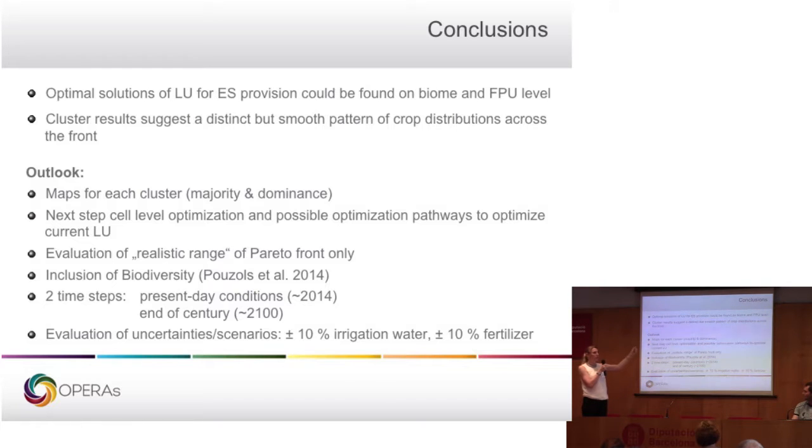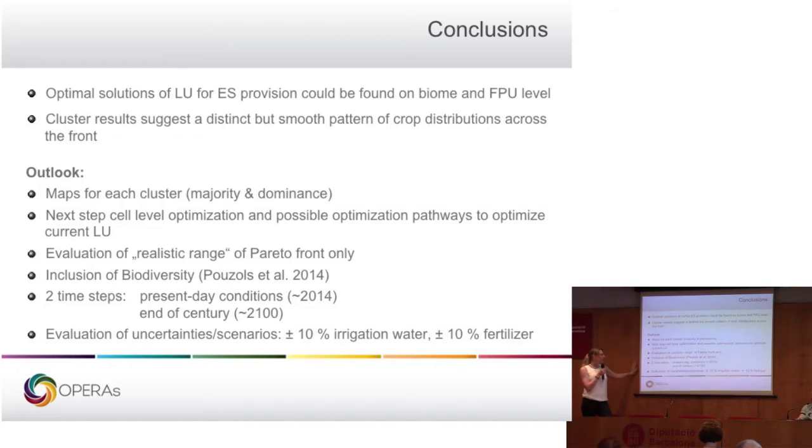What is the majority of the crops that define the cluster, and where is the difference? So how is this majority defined? Then the next step is the cell level optimization, and also finding possible pathways. How can we do better? Where can we do better of the current land use? Then, of course, you saw this entire Pareto frontier, but we need a certain crop supply and a certain carbon storage. So there are some regions in the Pareto frontier that don't make sense, and it also doesn't make sense to evaluate this range. So we want to take care of the realistic range only.